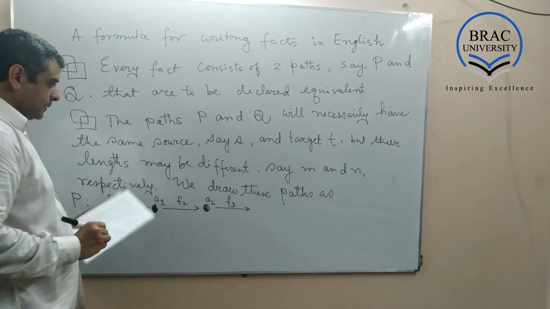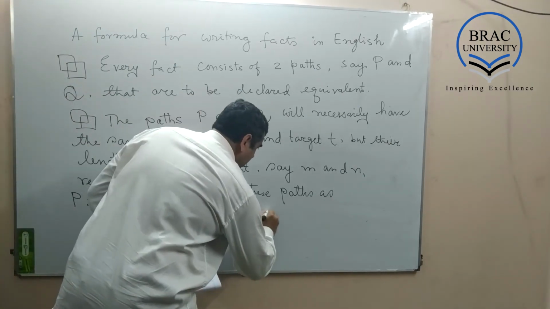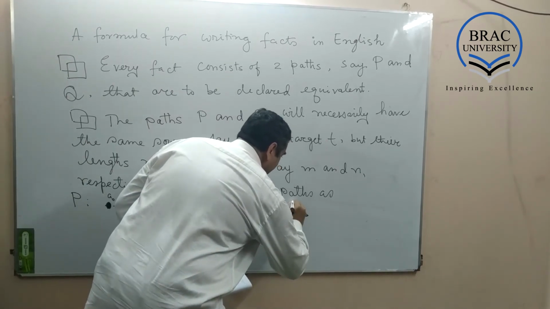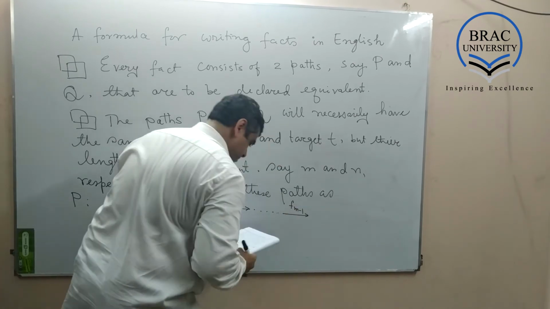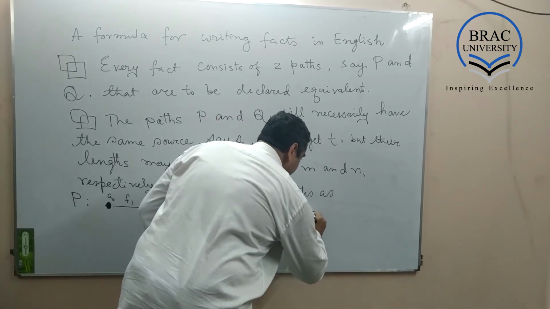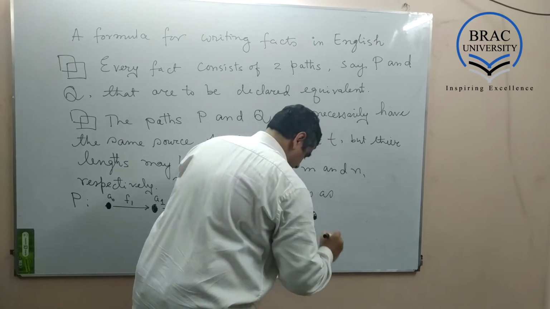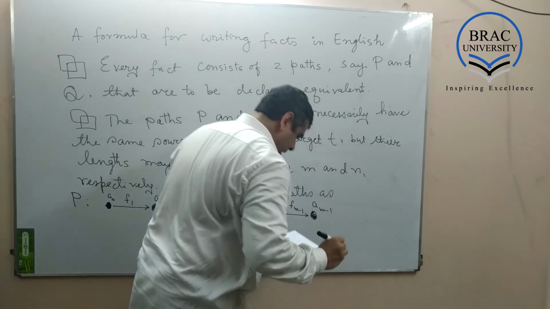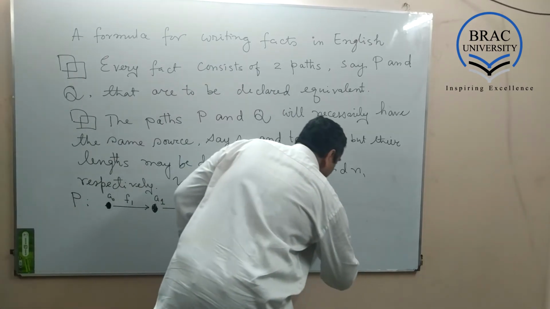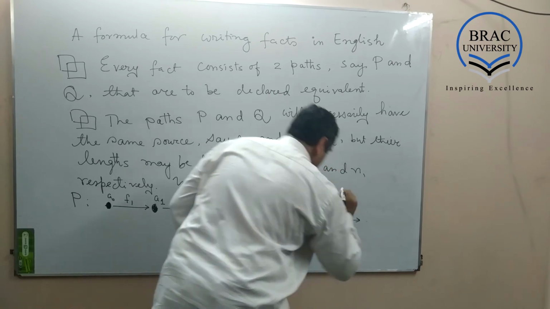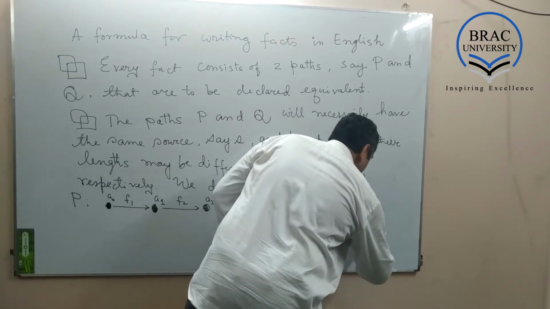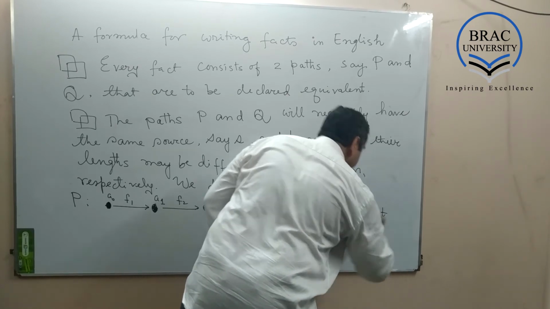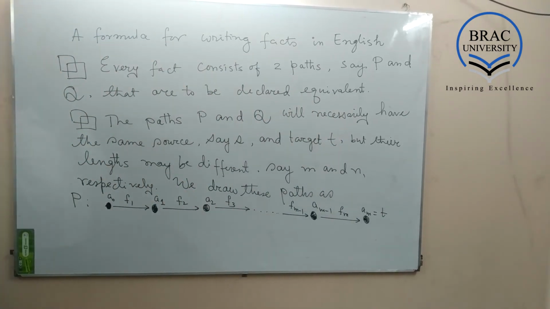From A2, we have another arrow denoted by F3, all the way up to Fm minus 1, pointed to Am minus 1, and from Am minus 1 via Fm to Am, which is the target.